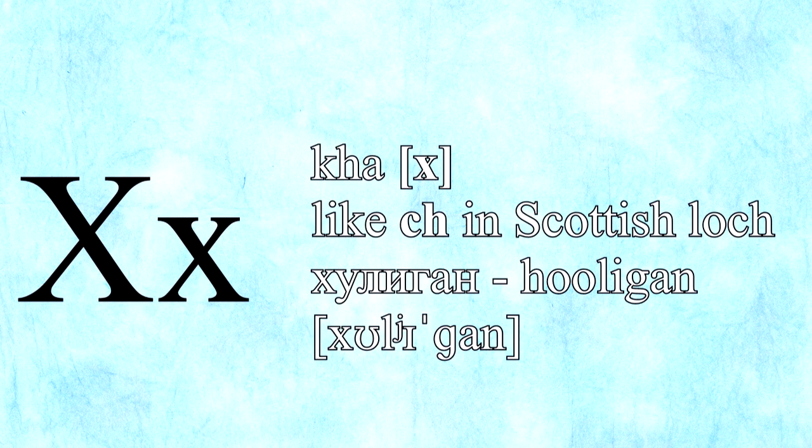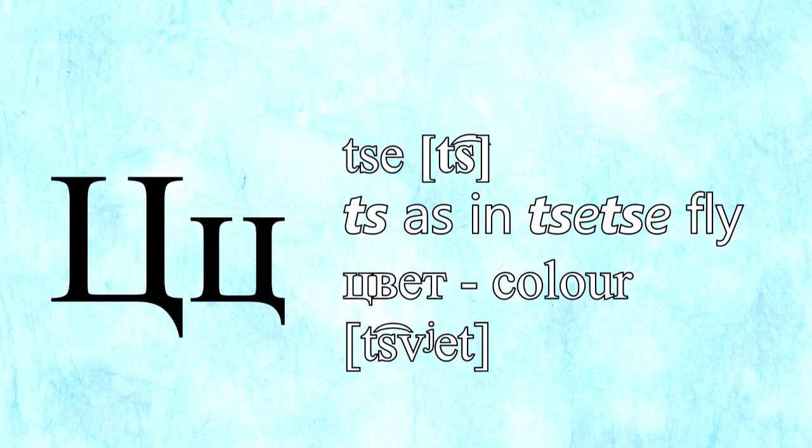Letter Х, буква Х, like H in Scottish loch. For example, хулиган. Letter Ц, буква Ц, like in tsetse fly. For example, цвет, color.